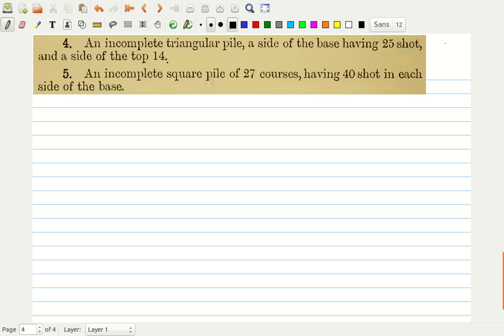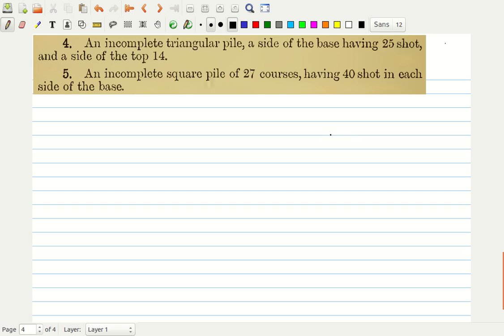Now this is again an easy problem to solve, because what we can see is, suppose we have a complete pyramid of 25 shots. Now from that top shot, if we take out a complete pyramid of 13 sides each, then we will be left with the incomplete triangular pile with bottom as 25 and top as 14.